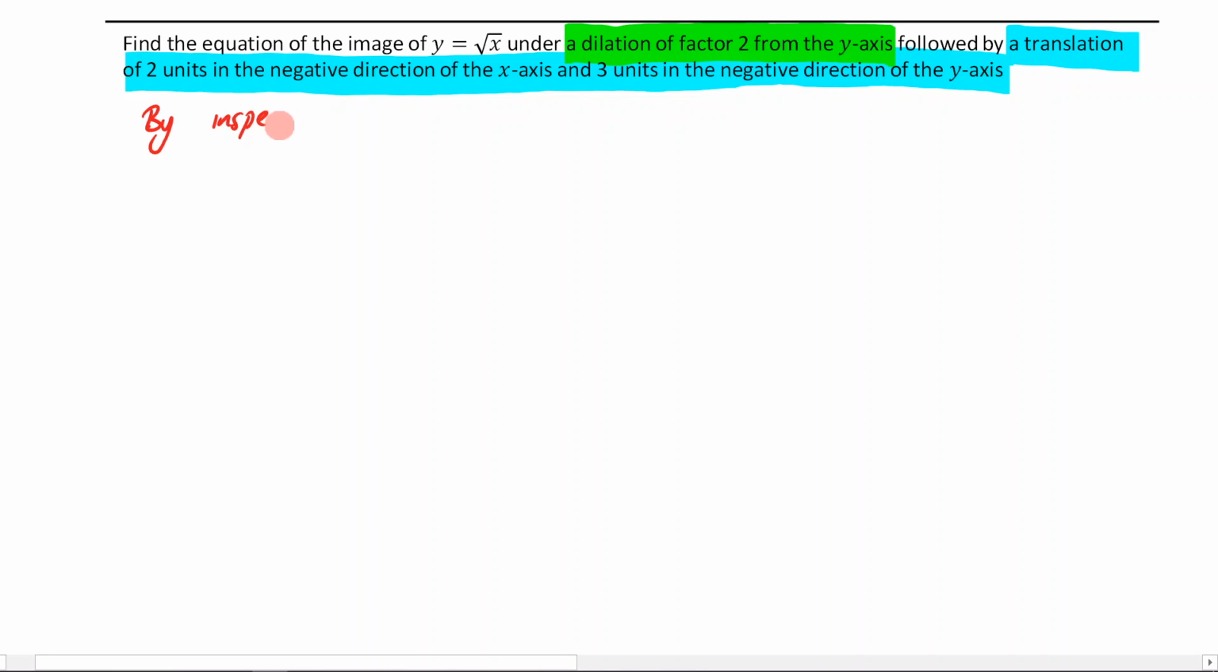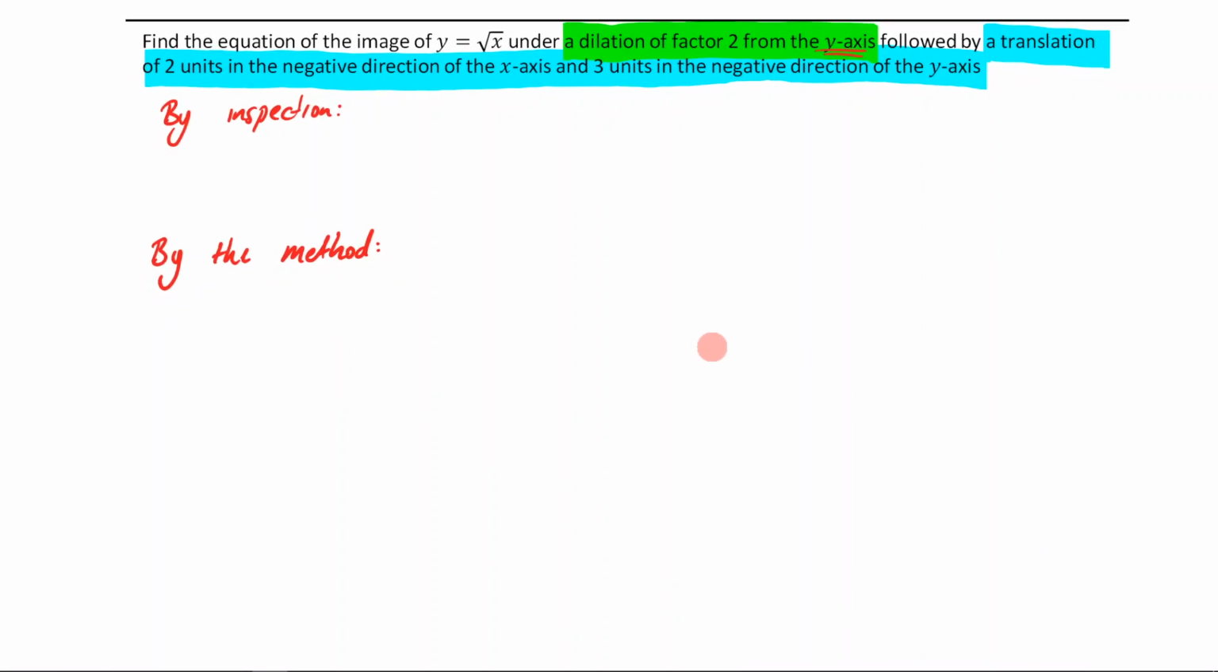what makes these ones more difficult to do by inspection is the fact that we have a dilation from the y-axis. So the fact that we have a dilation from the y-axis makes it a little bit more tricky when doing it by inspection. So just for this example, I'm going to begin by doing it by the method, and then we'll circle back and do it by inspection. So let's just begin by doing it by the method, just to get our head around it. And remember, by the method is always a legitimate way of doing it. It's quick, it's effective, and importantly, you're less likely to make a mistake when doing it by the method.